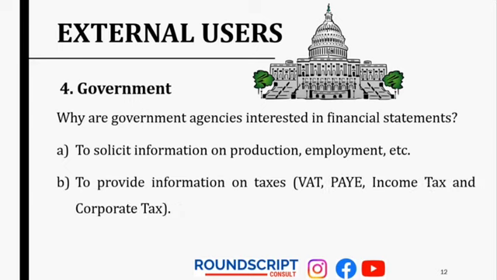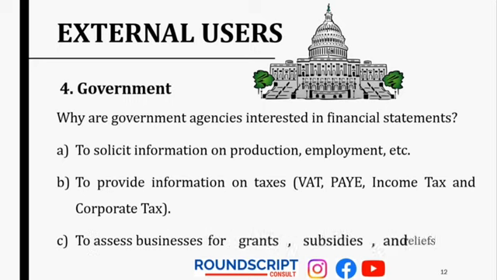Another reason why the government would require financial information or accounting information from businesses is to be able to provide information on taxes. The government gets its revenue from the taxes paid by businesses, and so by analyzing the financial statements or the accounting information of businesses, the government is able to estimate the level of income that would be generated through the various forms of taxes.